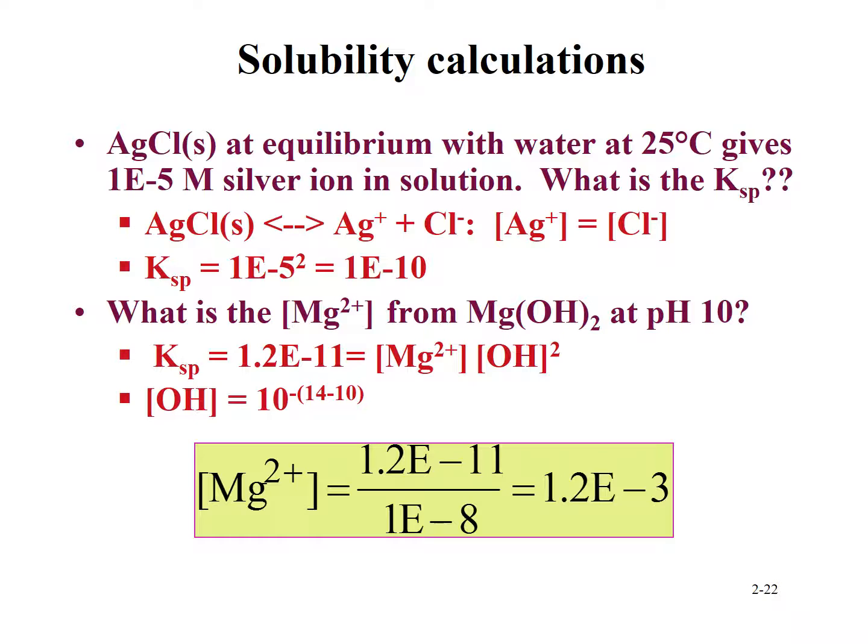If we had the KSP for a salt, for instance, magnesium hydroxide, we could calculate the solution phase concentration of the metal ion at any given pH. So here's an example. What's the concentration of magnesium at pH 10? We use the KSP, which is 1.2 times 10 to the minus 11, equal to magnesium times the hydroxide squared. We rearrange this equation, knowing that the hydroxide is, if I give you the pH, 14 minus the pH equals the pOH, so 10 to the minus 4. The magnesium is equal to the KSP divided by the hydroxide squared, and I get a value of about 1 millimolar.